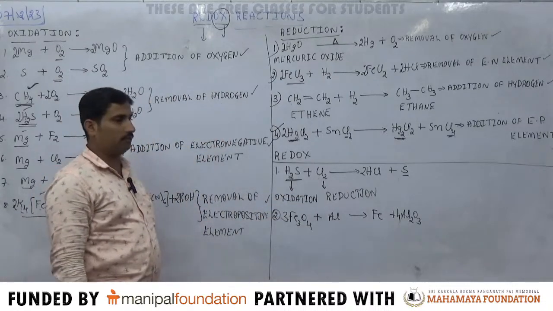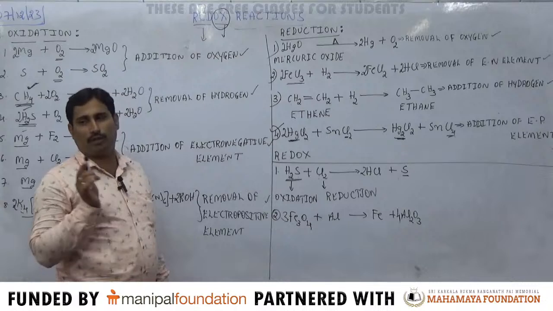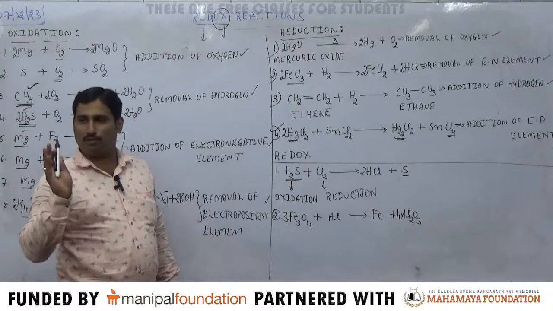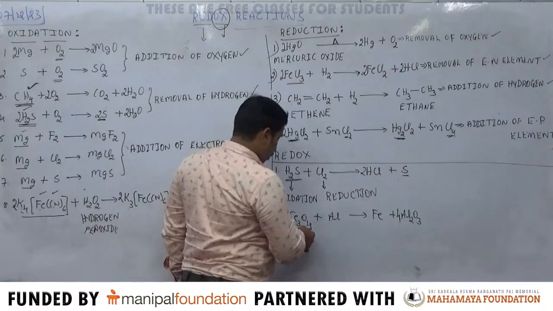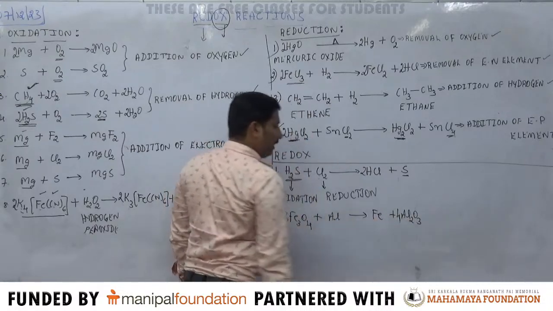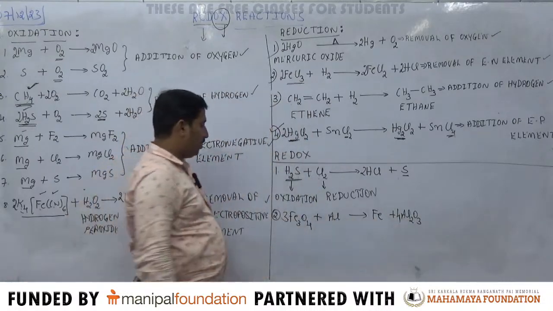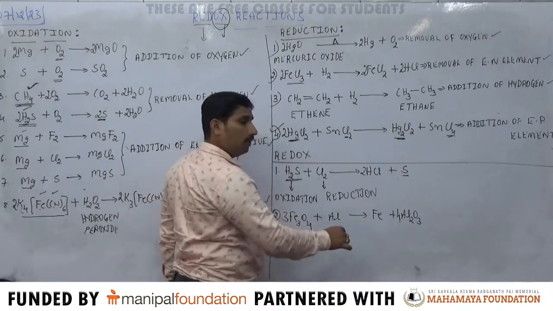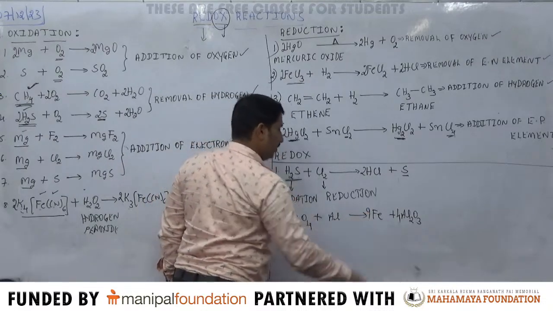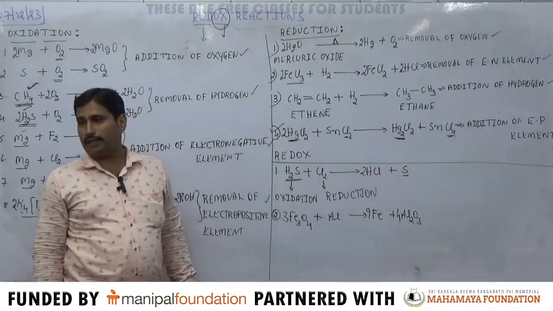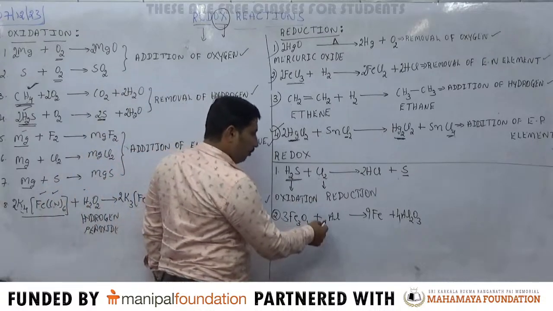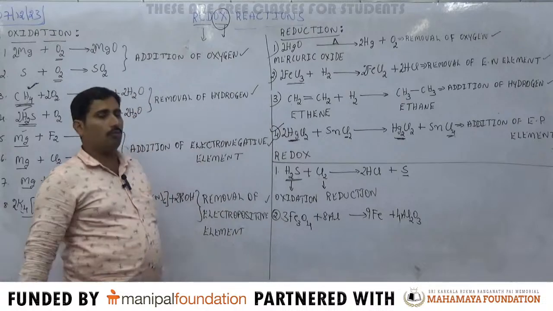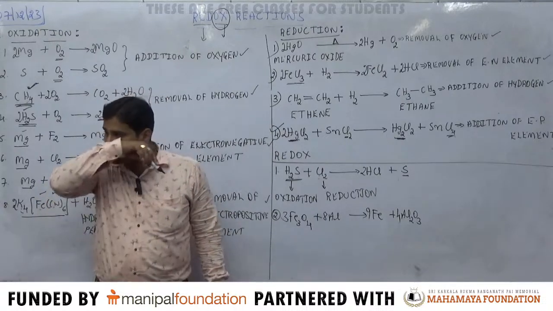Oxygen is balanced. If oxygen is balanced, everything is correct. So here also 4 into 3, 12. Oxygen is balanced. Iron 3 into 3, 9. Now aluminium 4 into 2. Once again you check whether all the atoms are balanced.